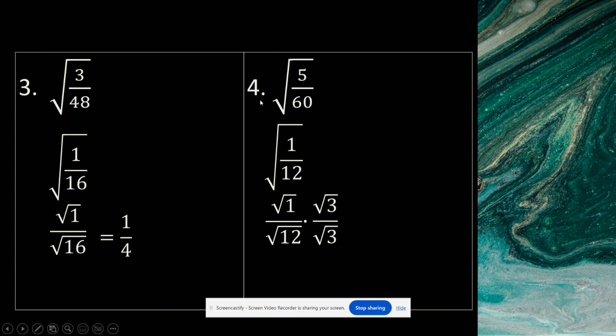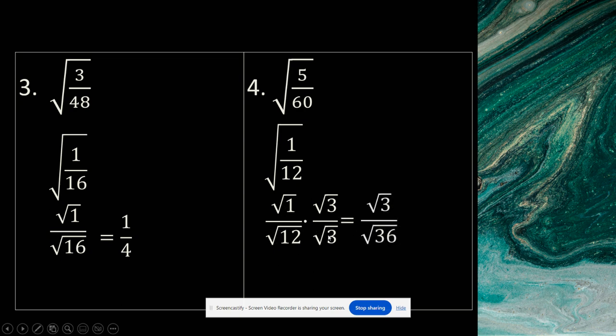We're going to do the same process at number 4, as you can see with what showed up already here. I have the square root of 5 over 60. Of course, I can reduce 5 over 60 to 1/12. So the square root of 1 over 12. Once I do that, I can break it apart into numerator and denominator like we did over here. The square root of 1 over the square root of 12.